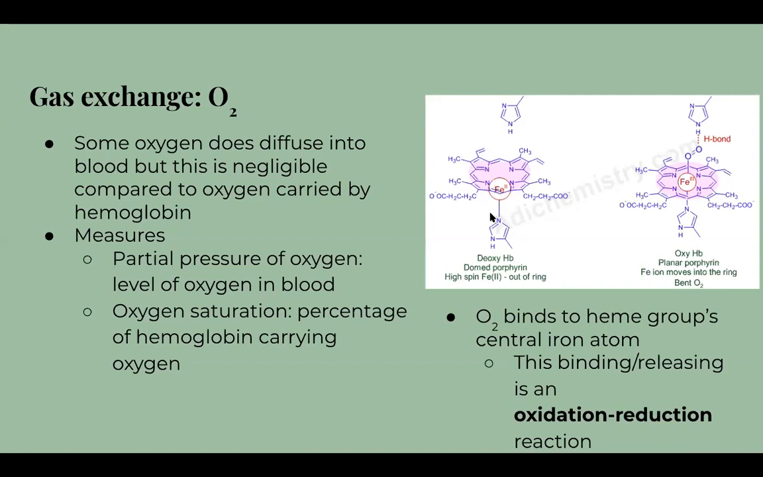So when you bind and release oxygen, this is actually an oxidation and reduction reaction. The iron in the heme ring has two oxidation states: the 2+ oxidation state and the 3+ oxidation state. The 3+ oxidation state is when the hemoglobin has bound to oxygen, and the 2+ is when it's not. So something to keep in mind is that hemoglobin can only bind oxygen when the iron is in the 2+ oxidation state.